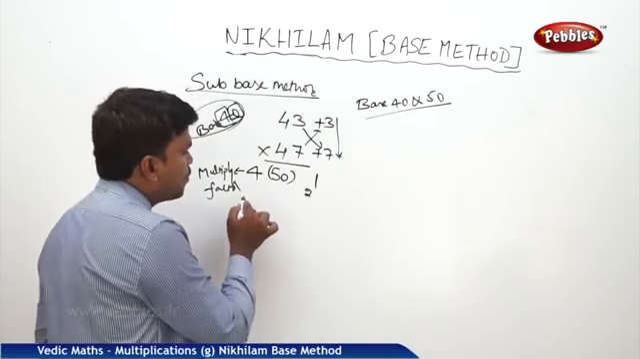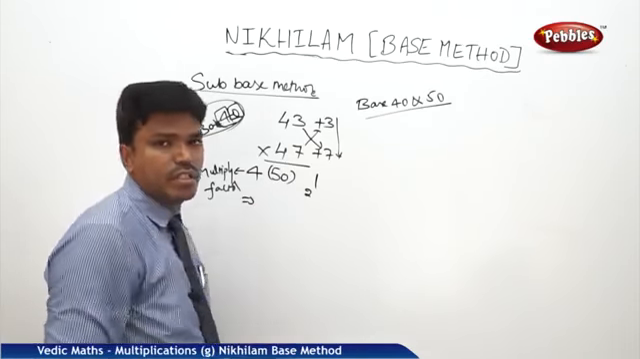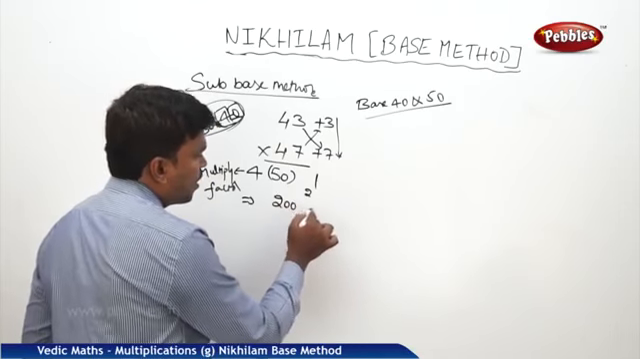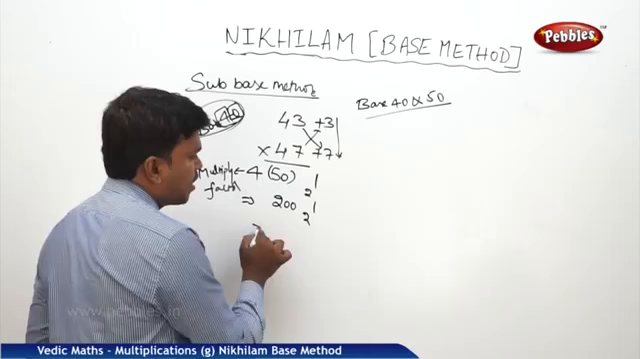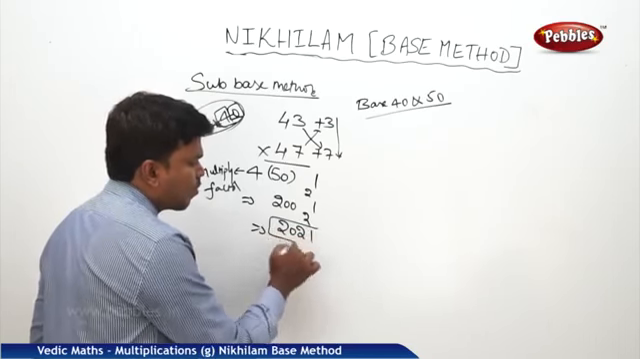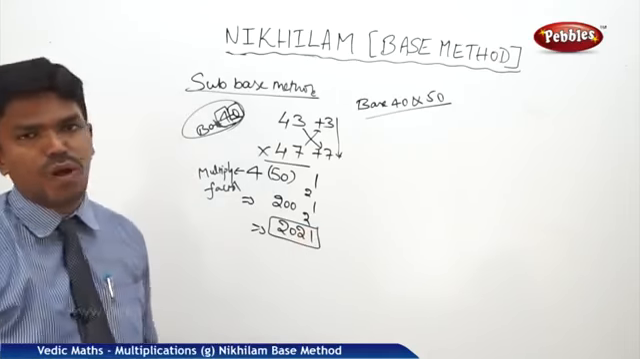Now what you need to do? What is 4 into 50? 200. Yes or no? 200. Okay, 0 here, 2 will be the carry. Now what is 0 plus 2... what is 200 plus 2? 202 and 1 as it is. So your answer is 2021.